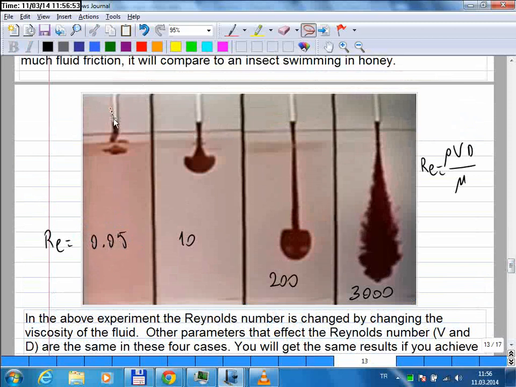The fluid here just piles up. It doesn't even sink into this other fluid. It just sits on top. In the second case, the Reynolds number is 10, and you see that it penetrates into the fluid a little bit. In this case, it's 200. It penetrates even more, but still the flow is quite uniform, quite laminar. And in this last case, you finally get a turbulent flow. You can clearly see the effect of turbulence here.